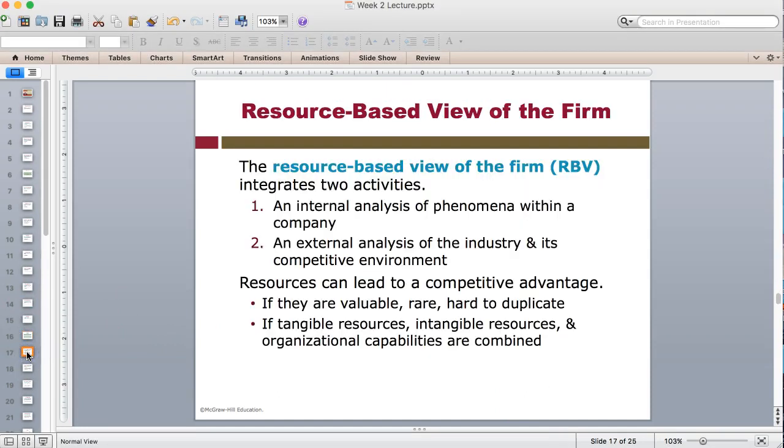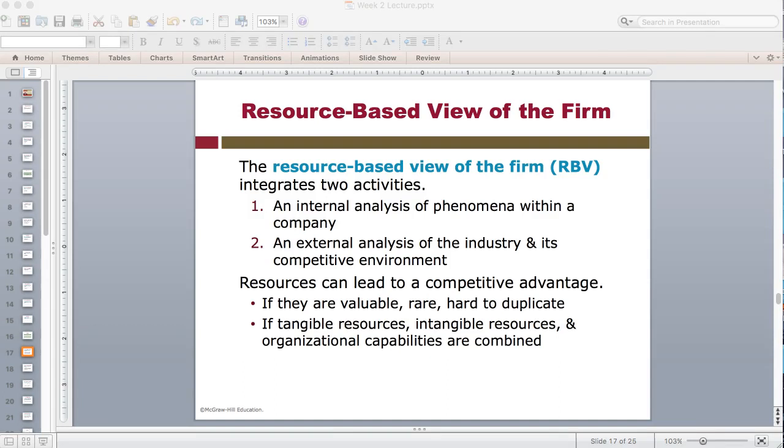So we want to look at this is called the resource-based view. We're going to be looking at the internal functions. We're going to look at, as we did last week, the external environmental analysis. And we're going to look at resources that actually lead to a competitive advantage within the firm.